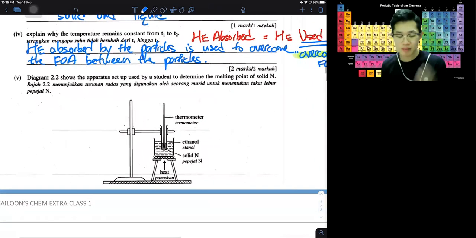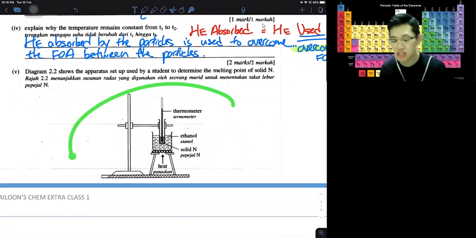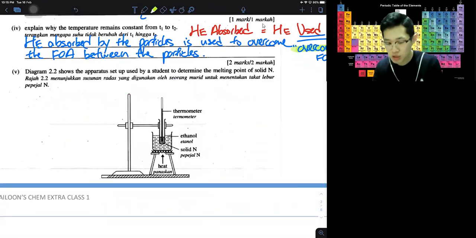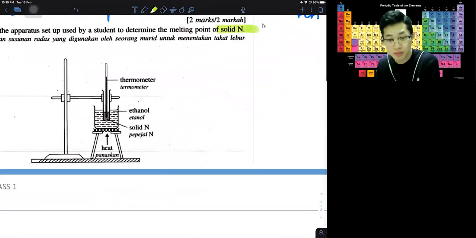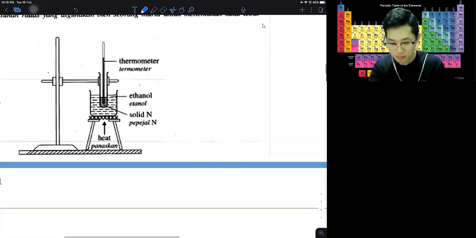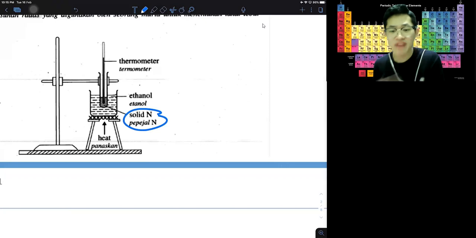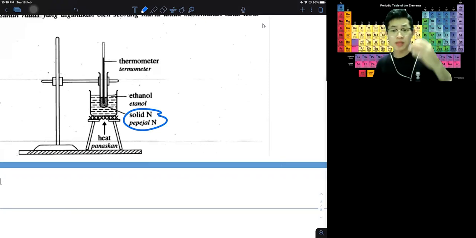Next, diagram 2.2 shows an apparatus set up to determine the melting point of solid N. So the question can actually ask you what is solid N. If no particle, cannot be correct, no, must write particle. So here, solid N, they can ask you to give an example of this. What will be the solid N?